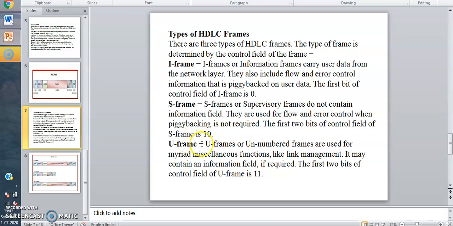What does U frame mean? U frame is unnumbered frame. S frame is supervisory frame. I frame is information frame. Okay, first, what is I frame? I frames, or information frames, carry user data from the network layer.